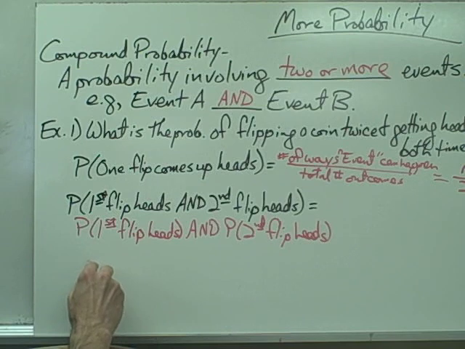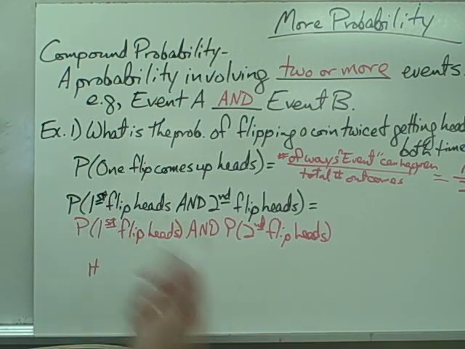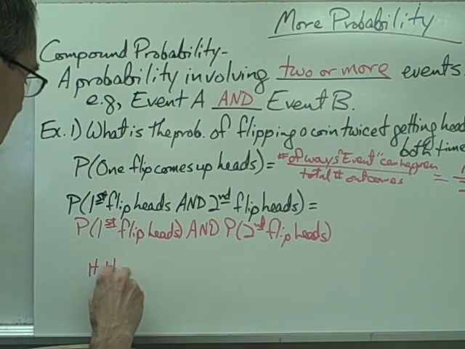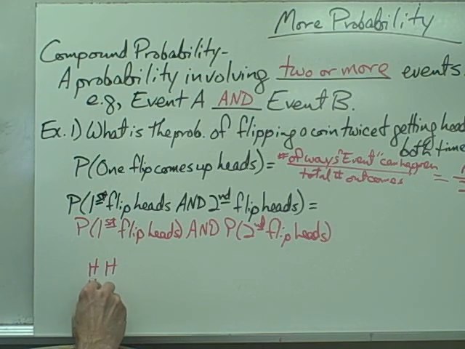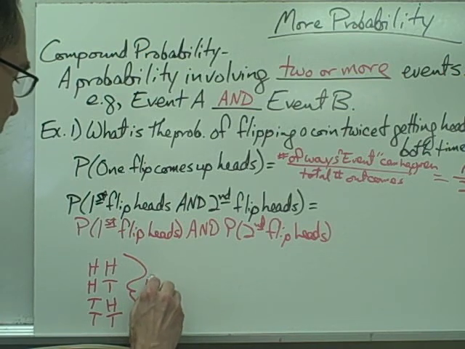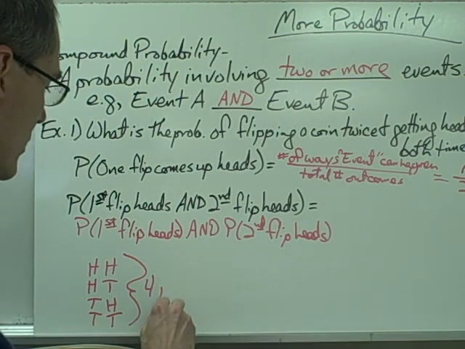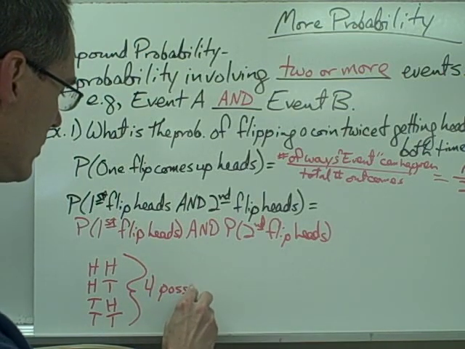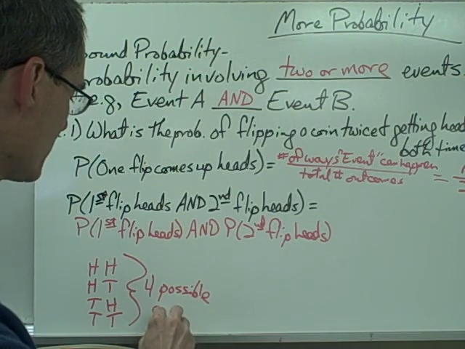So I could get heads on the first flip, and I could get heads on the second flip. Or I could get heads on the first flip and then tails on the second flip. I could get tails on the first flip and heads on the second flip. Or I could get tails and tails. So these are all of the possible outcomes that I could have. So I've got a total of 4 possible outcomes.